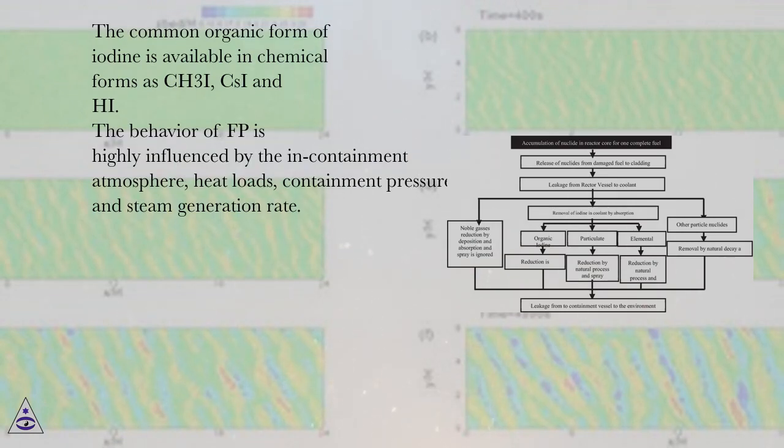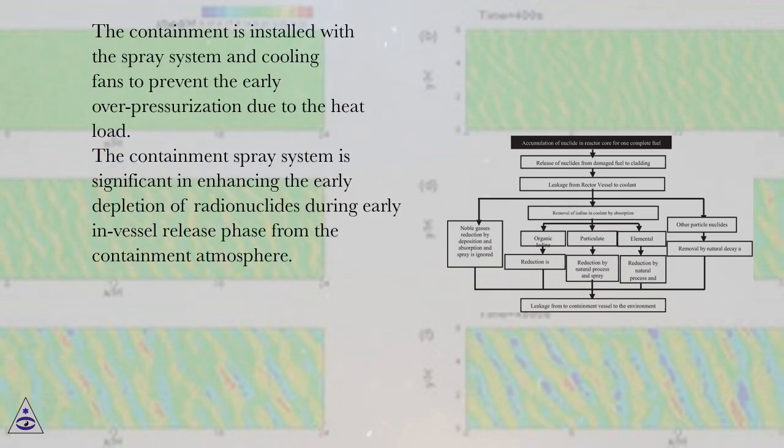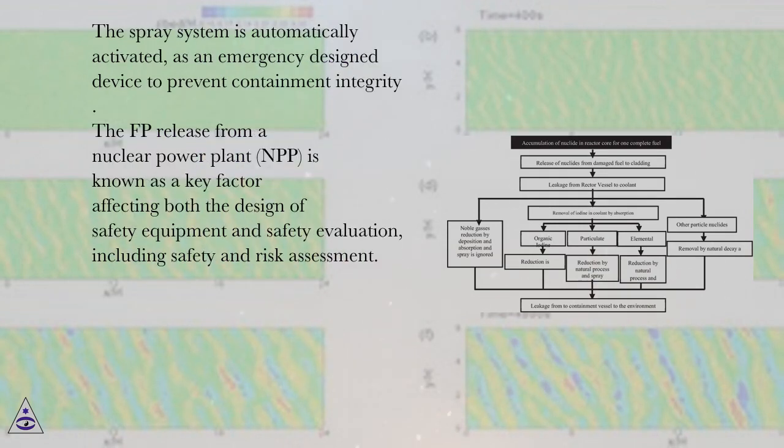The behavior of FP is highly influenced by the in-containment atmosphere, heat loads, containment pressure and steam generation rate. The containment is installed with a spray system and cooling fans to prevent the early overpressurization due to the heat load. The containment spray system is significant in enhancing the early depletion of radionuclides from the containment atmosphere during the early in-vessel release phase. The spray system is automatically activated, as an emergency design device to prevent loss of containment integrity.